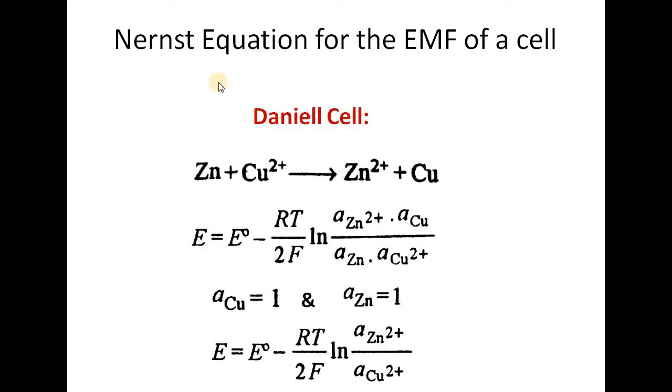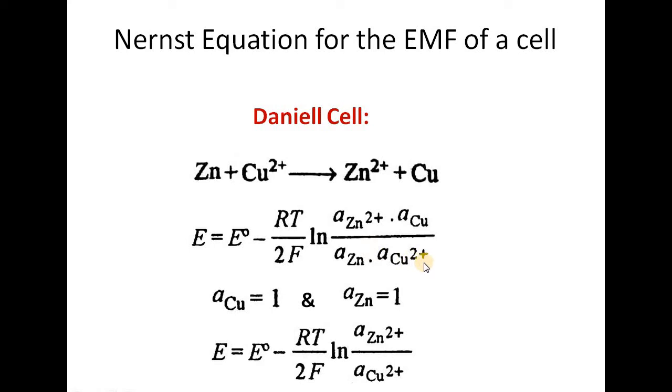Now applying the Nernst equation to the Daniell cell. The cell reaction for the Daniell cell is given by zinc plus copper 2 plus giving zinc 2 plus plus copper. So the number of electrons involved here is 2. Now putting in the Nernst equation the activities of various ions involved, we have E equal to E naught minus RT by 2F log natural, activity of zinc 2 plus times activity of copper divided by activity of zinc and activity of copper 2 plus.